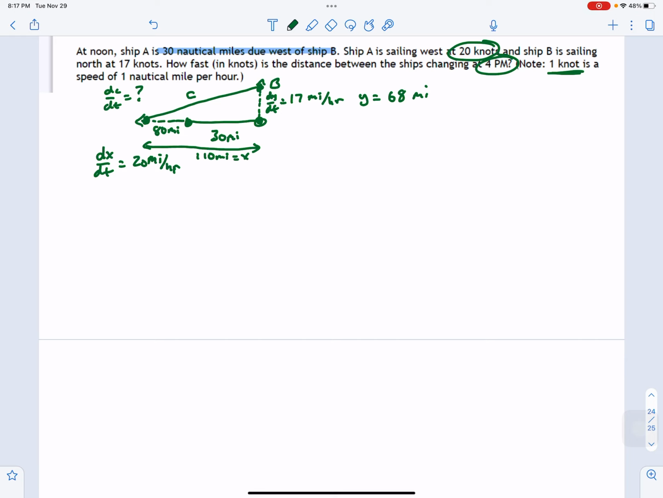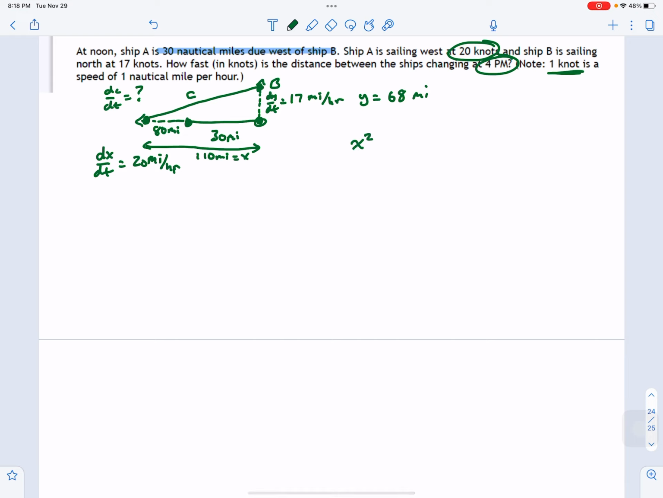Now, how fast is that c changing? Let's see if we'll even need to find c. We'll see this in a little bit. But if you notice, this is a right triangle. And to relate all our sides, to look for the change in our hypotenuse here, we have the Pythagorean theorem.